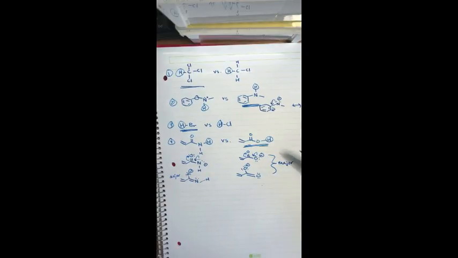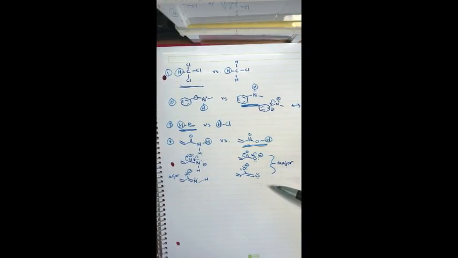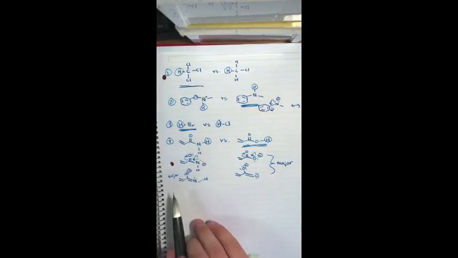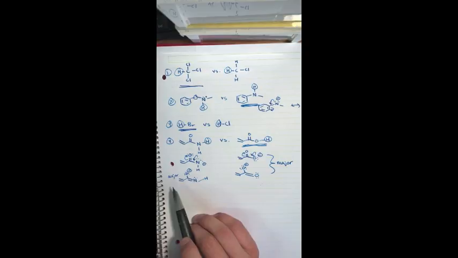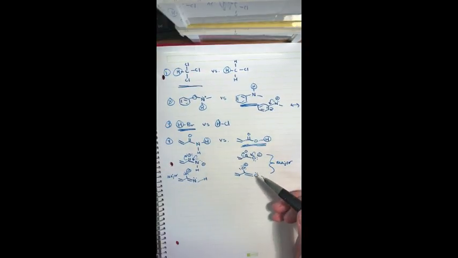So therefore, we have two major contributors for the carboxylic acid, whereas we only have one for the amide, which is therefore going to make the carboxylic acid more acidic. And that's an overview of acidity.